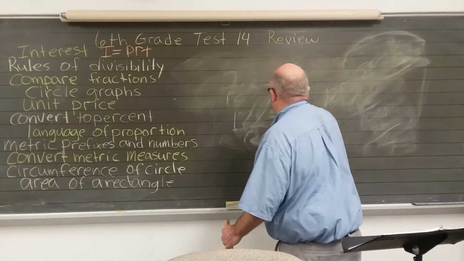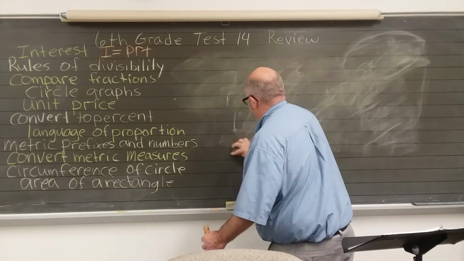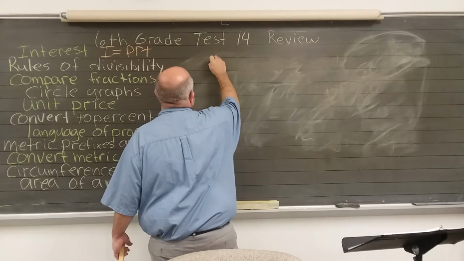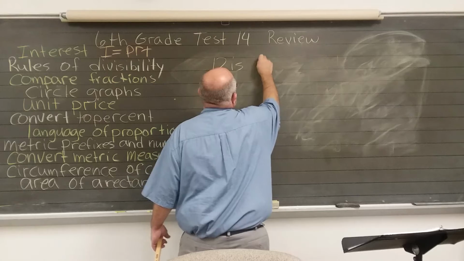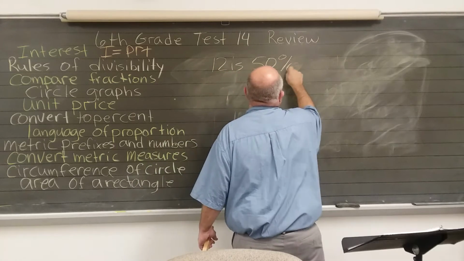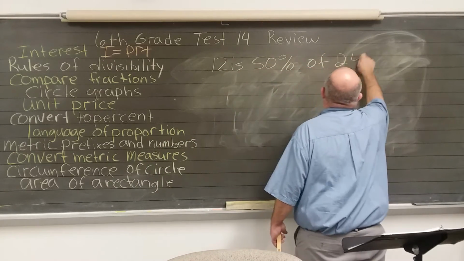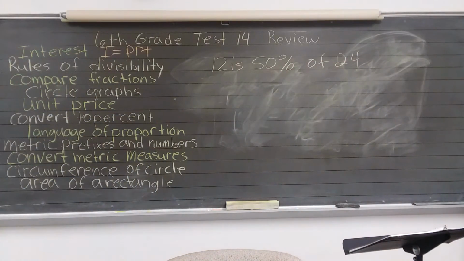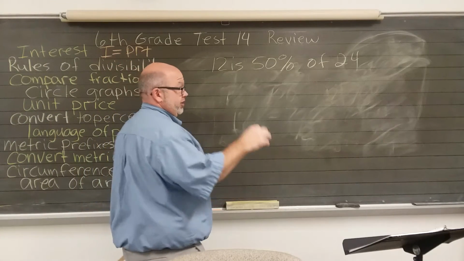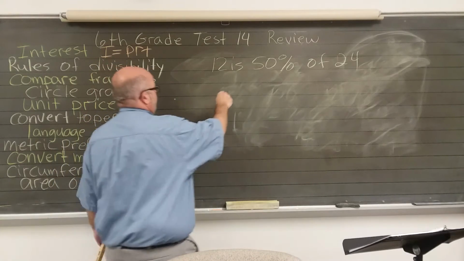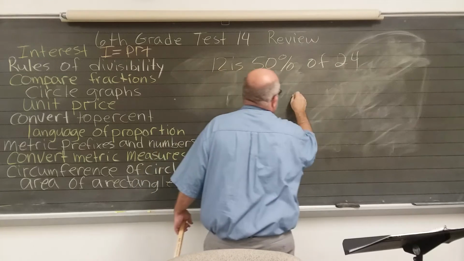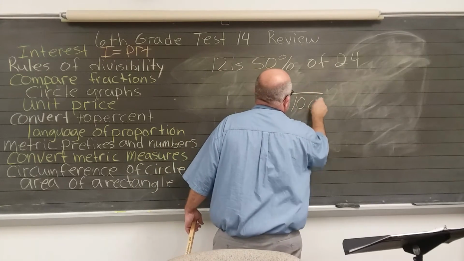The language of proportion. So that means if I have 12 is 50% of 24. Write the proportion for that. 12 is 50% of 24. Okay? Remember this. You need to remember this. 12, so you have 2 numbers and 2 percents because this is always going to be 100%.